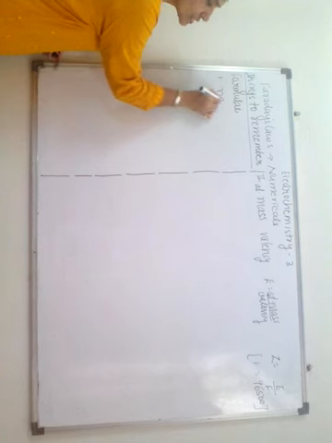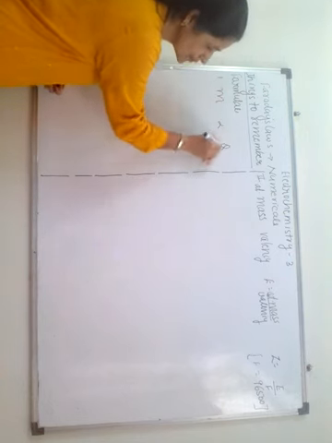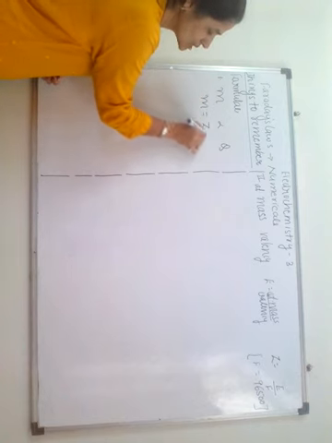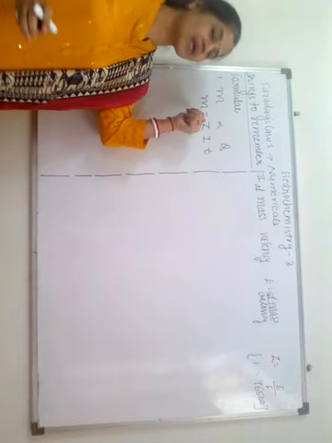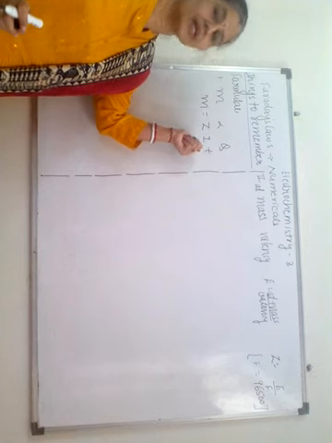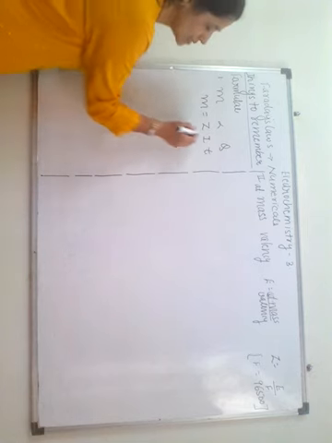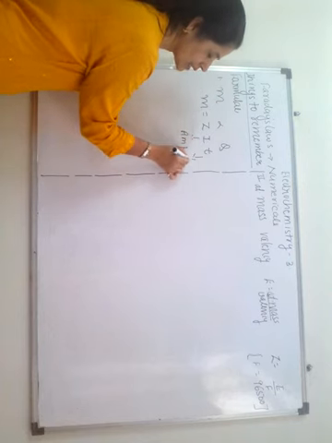The mass of a substance deposited is proportional to charge, or I can write M is equal to ZIT, where Z is the electrochemical equivalent, I the current in amperes, T is time in seconds. This in amperes and time will be taken in seconds.